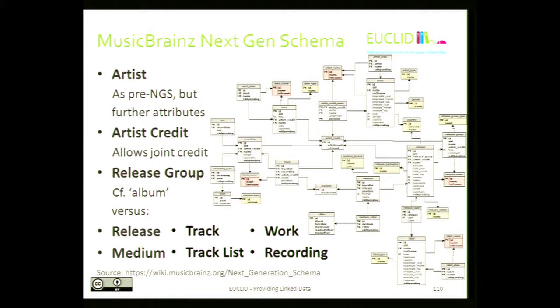We have releases. So at a certain point in space and time, we released within this release group the idea of an album. We have a medium on which that release was made. So was it released on CD or on vinyl or on cassette tape or DAT or any of these other things that have been there in the past?